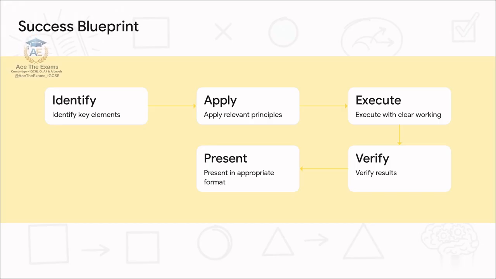Step 1, identify key elements. Deconstruct the question. What part is linear? What is nonlinear? What are the constraints? Step 2, apply relevant principles. Select your analytical framework. Are you going to use substitution or elimination? If you see reciprocals, like x over y and y over x, are you using a dummy variable?